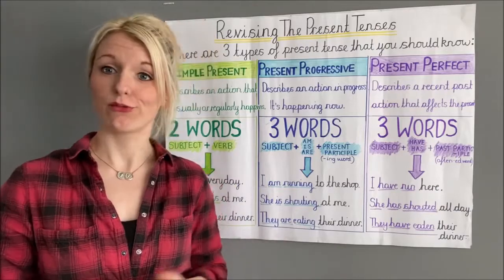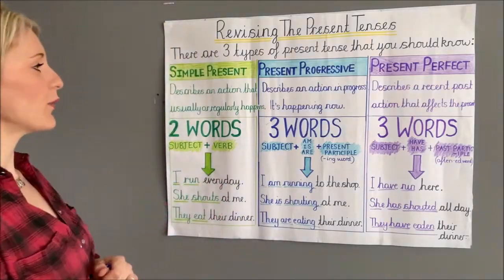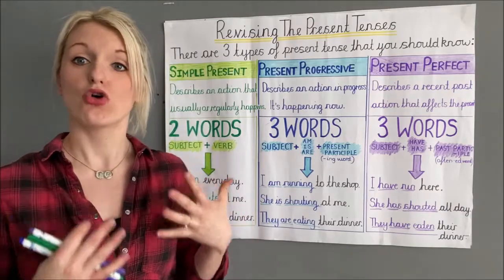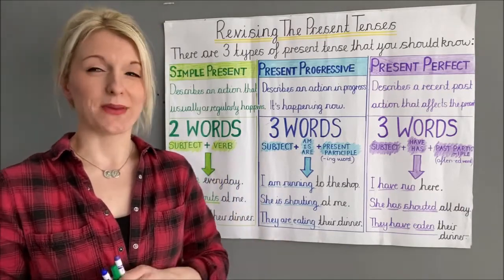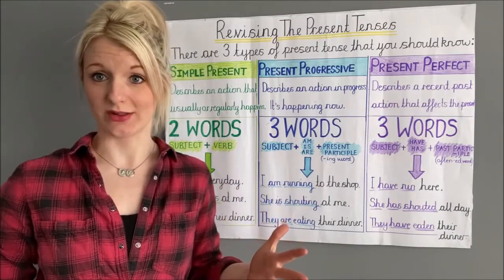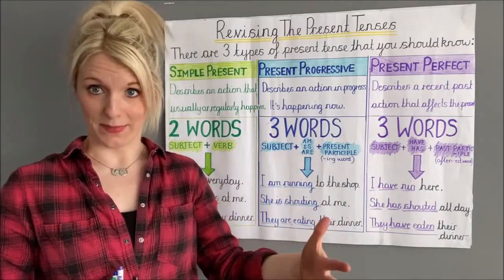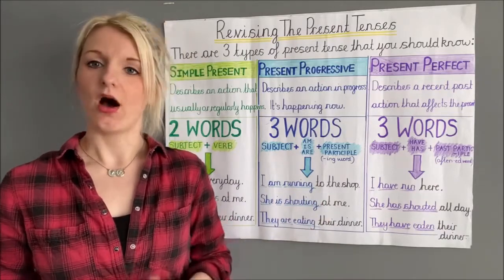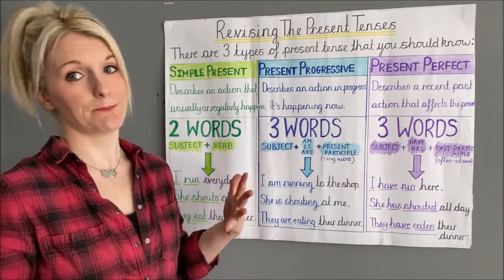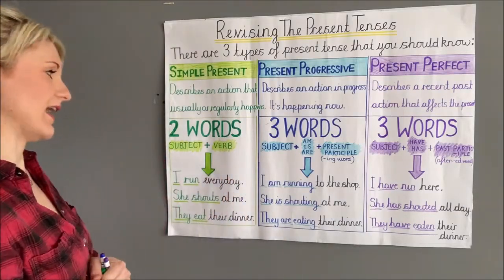So we'll start off with the simple present. The simple present is used when you're describing an action that happens regularly or usually. So it would be an answer to a question like, what do you usually do on a Saturday? I go swimming. I play football. I eat dinner at 7 o'clock. It is the most simple present tense form that there is.